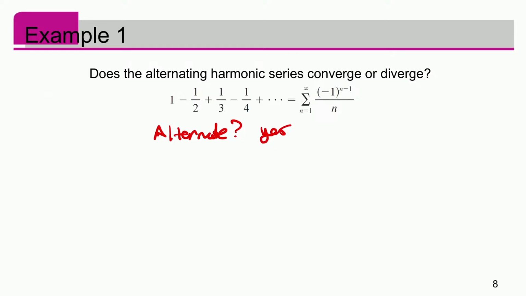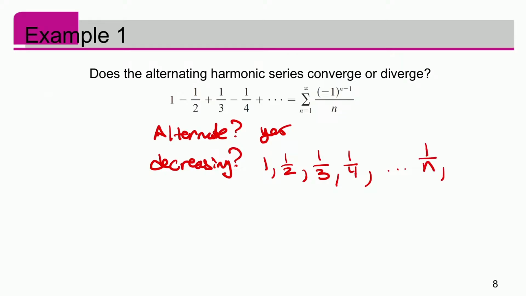Number two, are these decreasing? By decreasing, I mean if you take the numbers and ignore the pluses and the minuses. Do we decrease? We have 1, then 1/2 is smaller than 1, 1/3 is smaller than 1/2, 1/4 is smaller than 1/3. No matter where you are in this sequence, you're going to be getting numbers that are smaller and smaller.